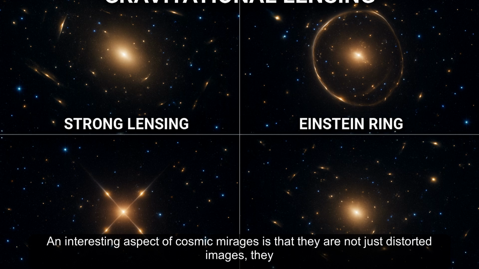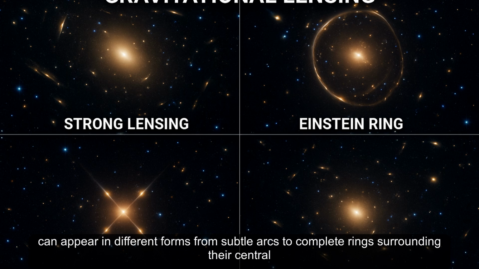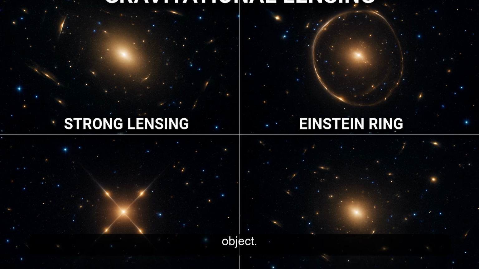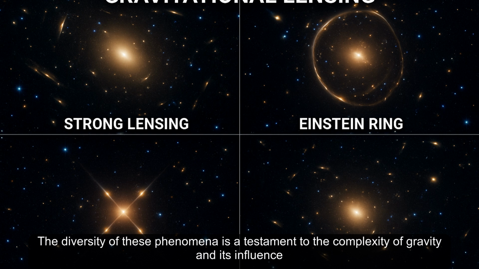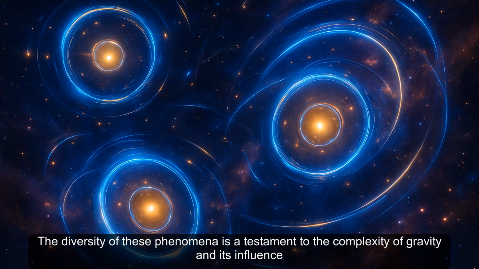An interesting aspect of cosmic mirages is that they are not just distorted images. They can appear in different forms, from subtle arcs to complete rings surrounding their central object. Each of these patterns has a story to tell, and each offers astronomers valuable data to understand the structure of the universe. The diversity of these phenomena is a testament to the complexity of gravity and its influence on the cosmos.